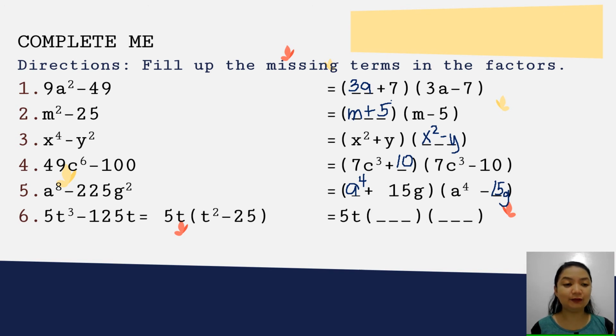And then lastly, for this activity, how about 5t cubed minus 125t? So we already factor out 5t since we have a common factor of 5t. So we are left now with t squared minus 25. What are the factors of t squared minus 25? Yes, we have t plus 5 and t minus 5.